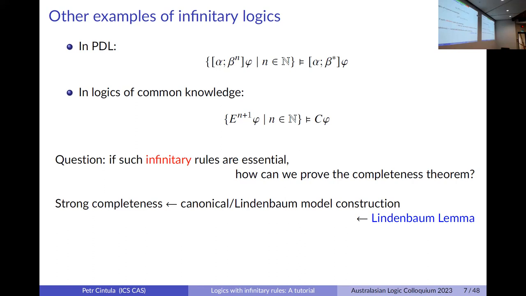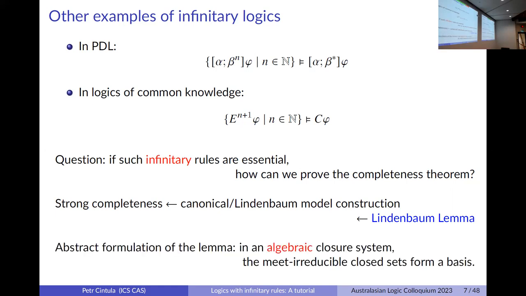Usually in the classical setting, you can somehow get away from this and use some trickery to replace the infinitary rule by something finite. But when your underlying propositional logic is not classical, you cannot do it. So that's a problem. And why is it a problem? Because if you remember, the completeness proof usually starts with some sort of Lindenbaum lemma, and the Lindenbaum lemma usually assumes finitarity. So that's why the lack of finitarity is the problem.